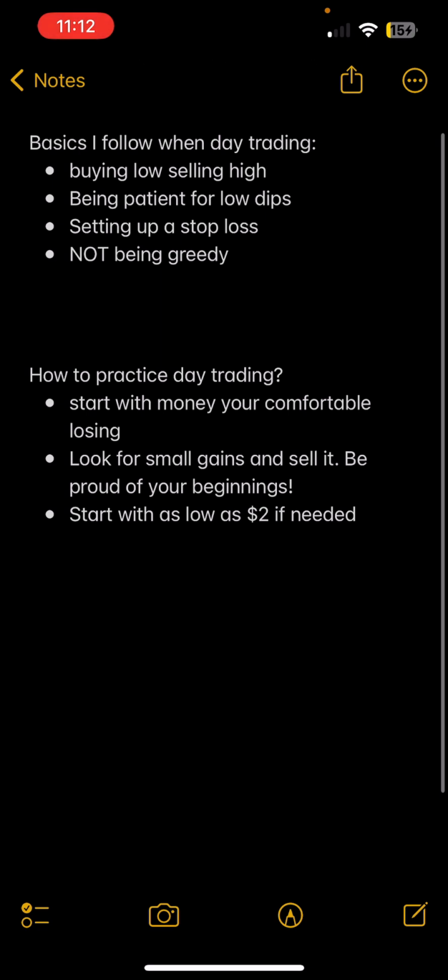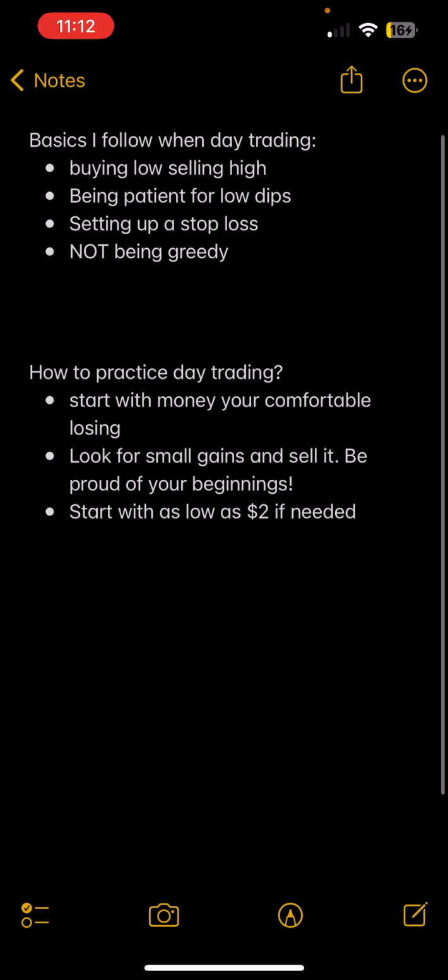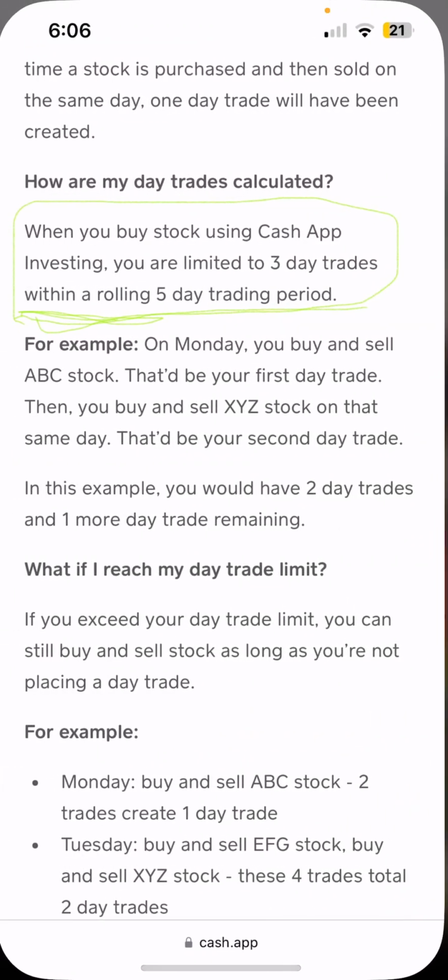Day trading is way different from a long-term investment or a short investment or a quote unquote short squeeze investment. It's a different type of ball game. Start with as low as $2 if needed.